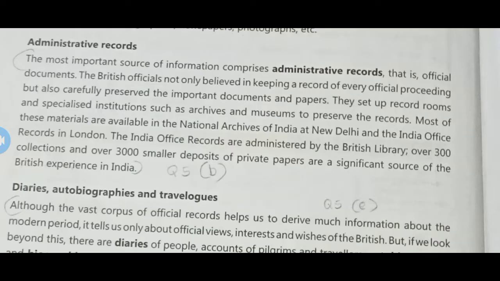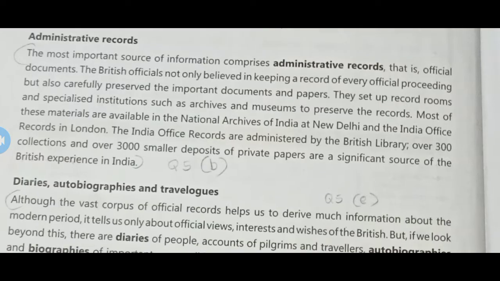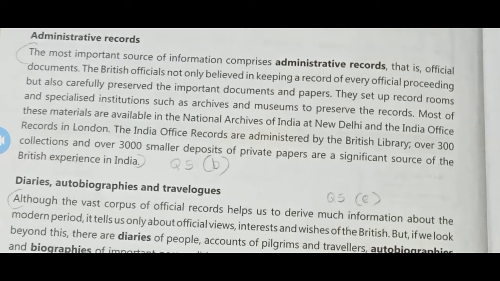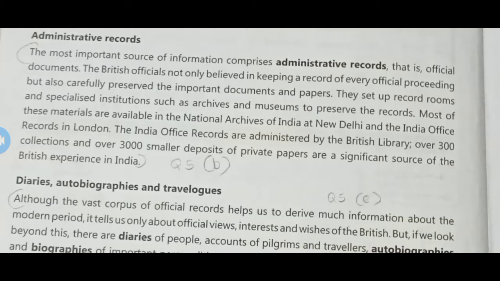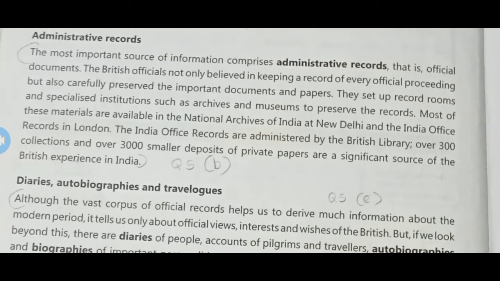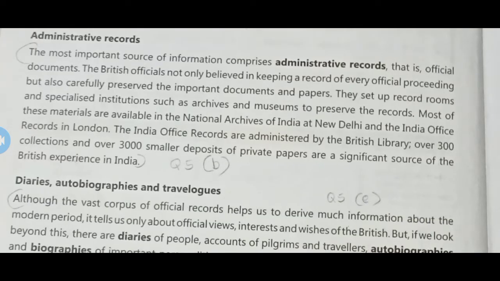So where are these official documents mostly located? They are in the National Archives of India. Since it says India, we have to understand it's in India only, that is in New Delhi. And the India Office Record, as it was an office record, is in London.